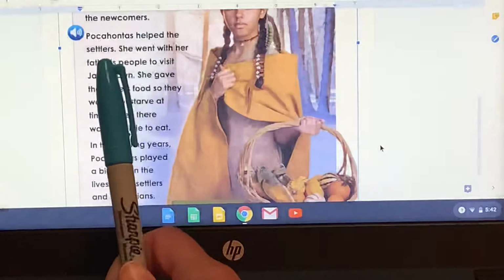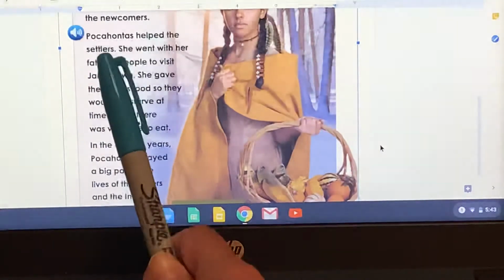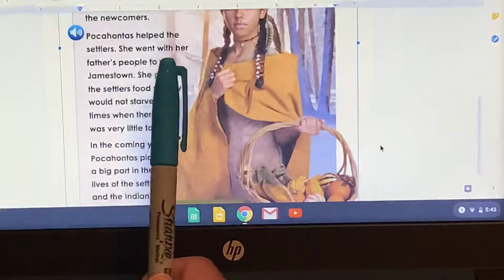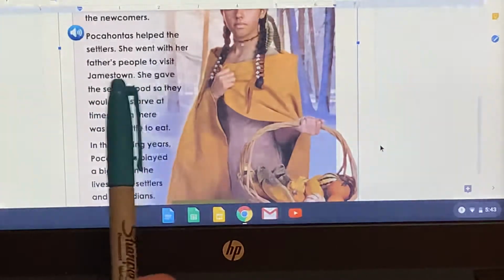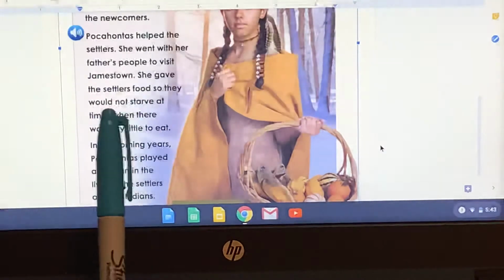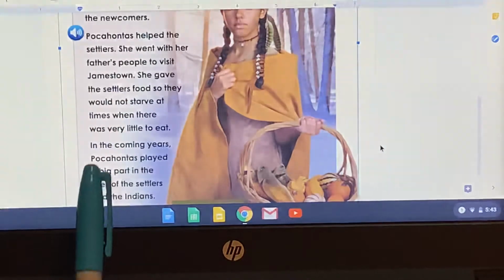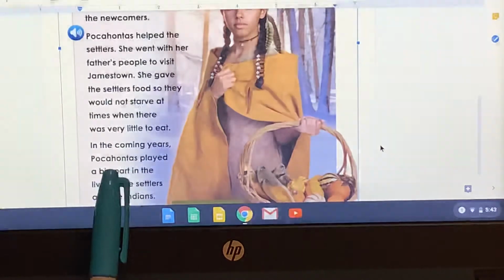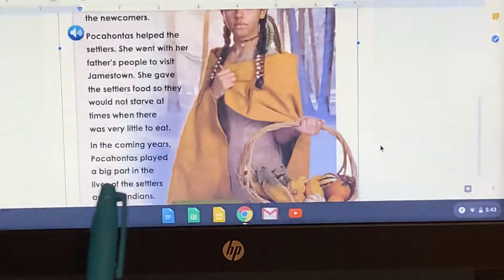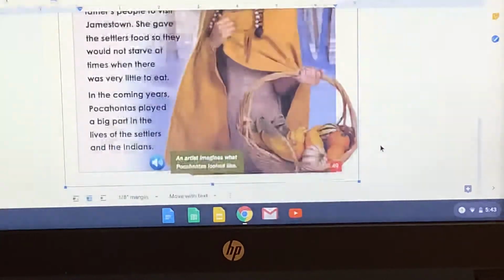Pocahontas helped the settlers. These are the people, the Englishmen, that went across the ocean in those big ships. So Pocahontas helped the settlers. She went with her father's people to visit Jamestown. She gave the settlers food so they would not starve at times when there was very little to eat. In the coming years, Pocahontas played a big part in the lives of the settlers and the Indians.